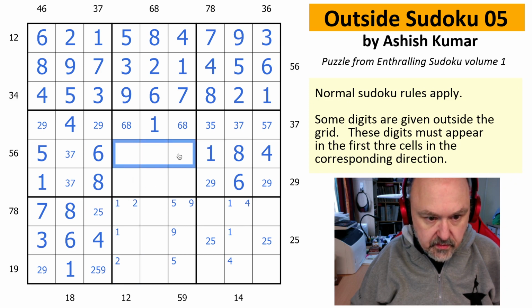So this is quite restricted. I need 2, 3, 7, and 9. This can't be a 3 or a 2 because 2 must go down here. This can't be a 2. This can't be a 9 because of this, and it can't be a 7. So that's a 3, 7, 9 triple. So that becomes the 2.